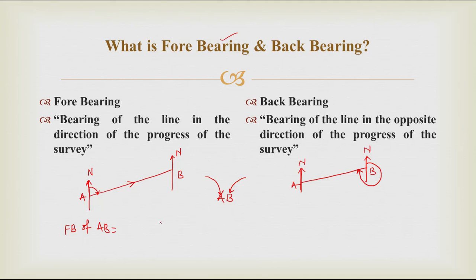Now what is the relation between fore bearing and back bearing? The difference between the two is 180 degrees always. Please remember, the relation between fore bearing and back bearing is that the difference between fore bearing and back bearing is always 180 degrees. Okay.